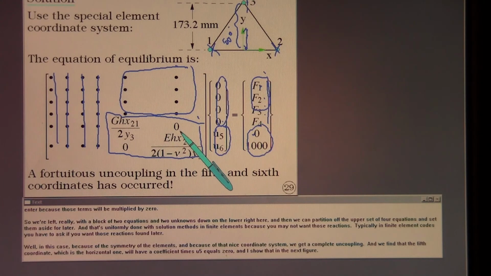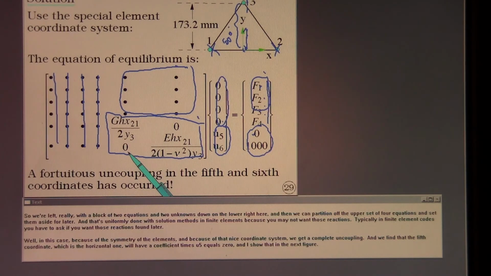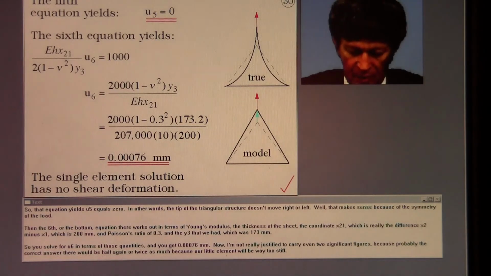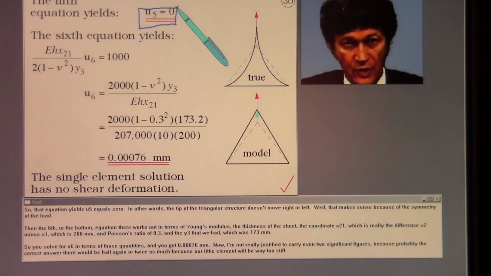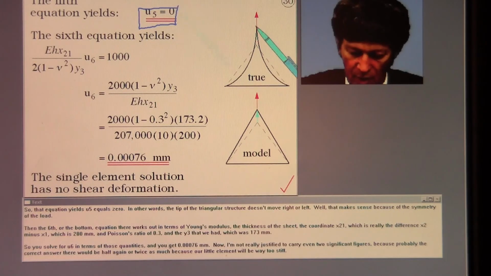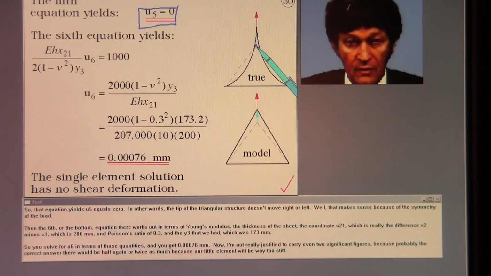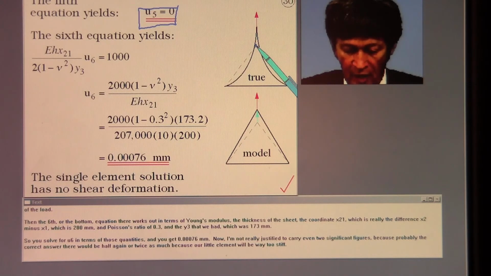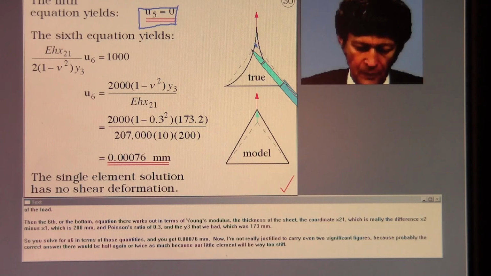Well, in this case, because of the symmetry of the elements and because of that nice coordinate system, we get a complete uncoupling, and we find that the 5th coordinate, which is the horizontal one, will have a coefficient times u5 equals 0. And I show that in the next figure. So that equation yields u5 equals 0. In other words, the tip of the triangular structure doesn't move right or left. Well, that makes sense because of the symmetry of the load.